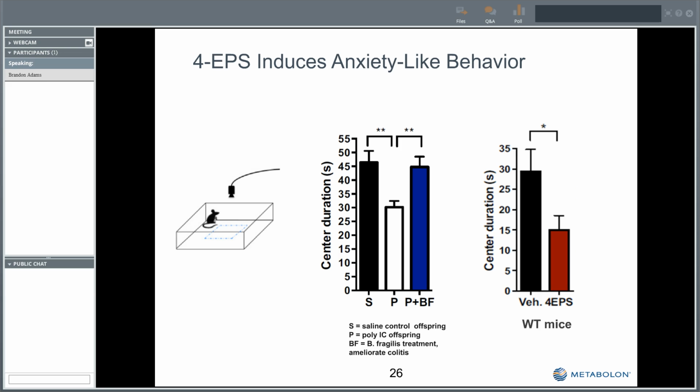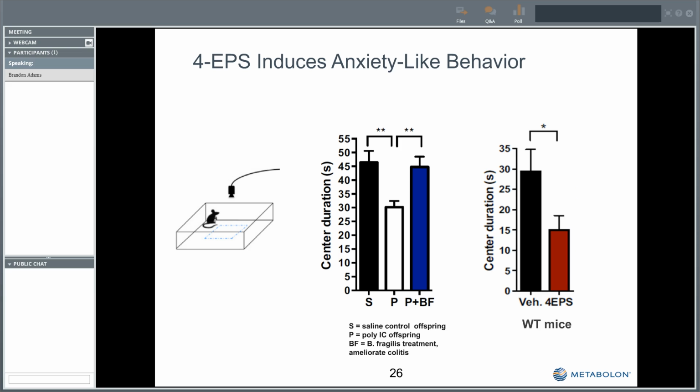Of course, the next question is whether 4-EPS can induce this anxiety-like behavior. So what we're showing here is another behavior test called the open field exploration test. The mice are allowed to spend a certain time in the open field, and the distance traveled and the time they spend in the center or outside the center are recorded. Animals that spend less time in the center are reflective of more anxiety-like behavior.